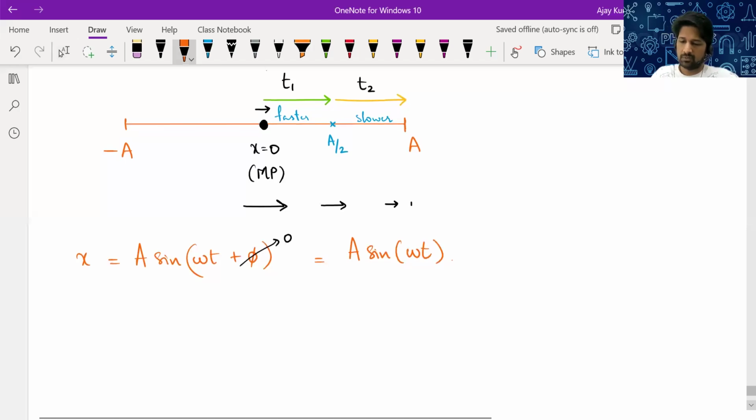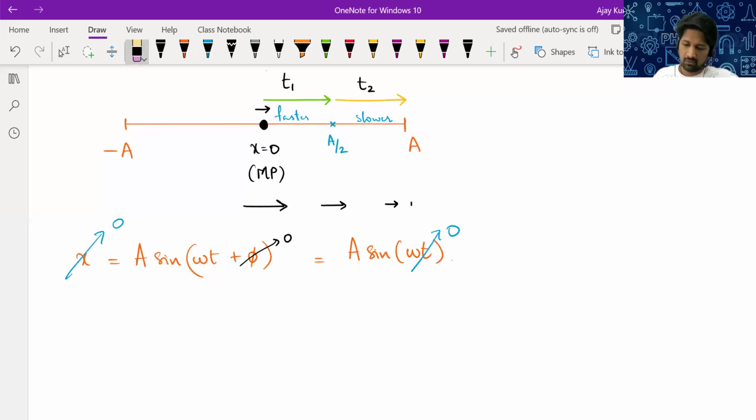Now, according to this equation, when t is 0, displacement will also be 0. Makes sense. Okay, now what do we want to know? We want to know the time it takes to reach a by 2. Then what will you do? You'll just substitute the displacement as a by 2, that's all.